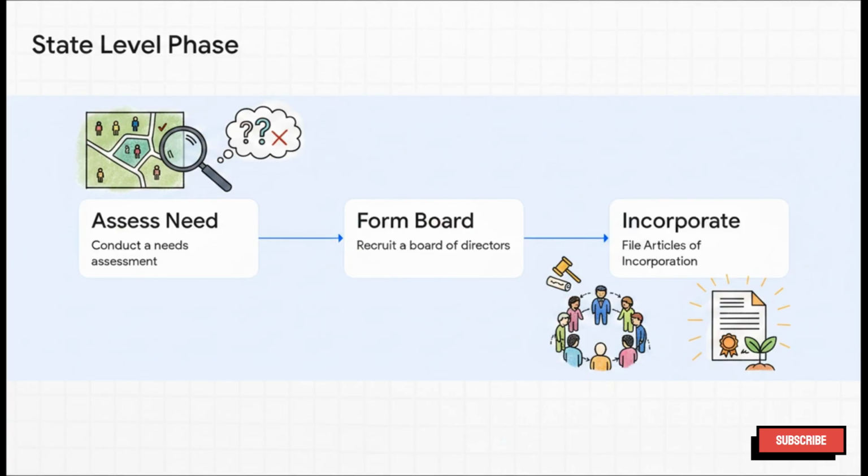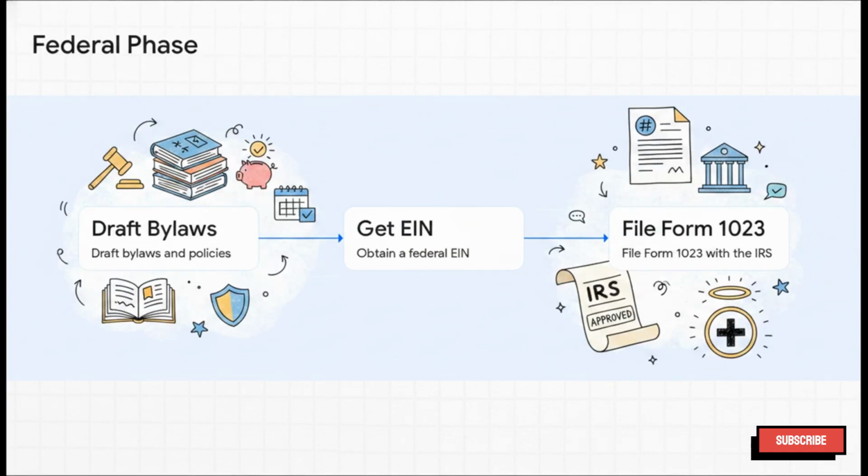Then, Step 3, officially register the organization with your state government by filing your Articles of Incorporation. That's the document that breathes legal life into your nonprofit. Okay, Phase 2. Now we're dealing with the federal government. Step 1, establish your internal rules by drafting bylaws and a conflict of interest policy. This just proves to the IRS that you have fair, solid rules for making decisions.